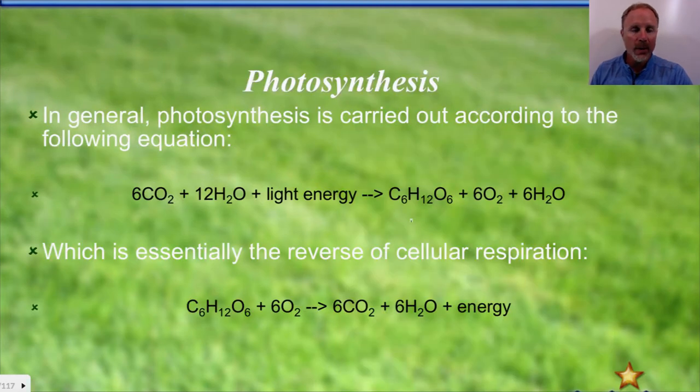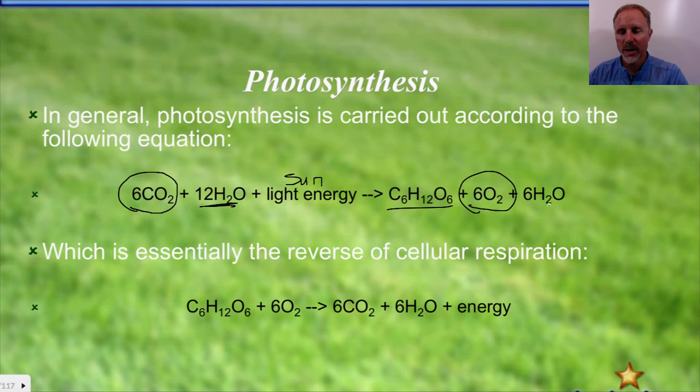Okay, so now in general, photosynthesis occurs according to the following equation. So we have some carbon dioxide here, and then we have some water, and then we have this light energy. So this is what's coming from, generally, we could say, the sun. And then we're going to form some carbohydrate. That's this glucose in this instance. Oxygen is a byproduct, and water is also a byproduct.